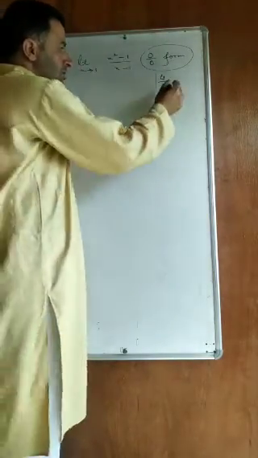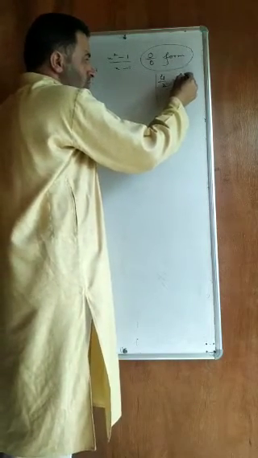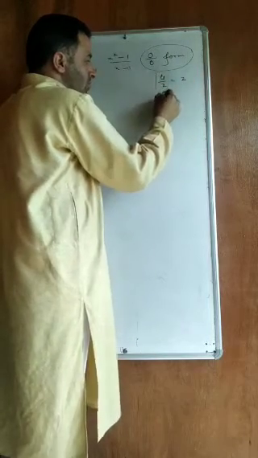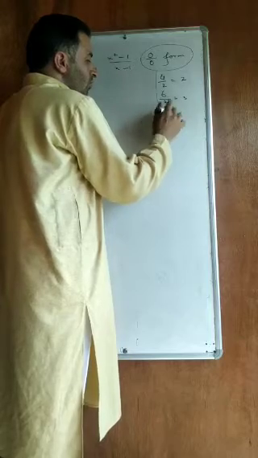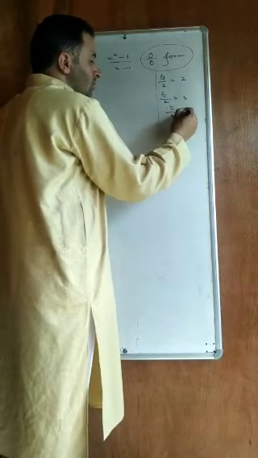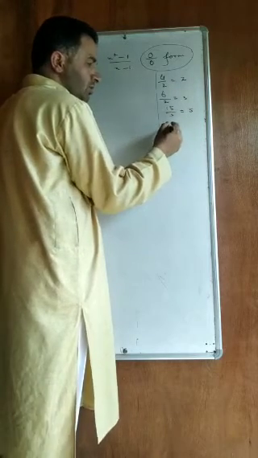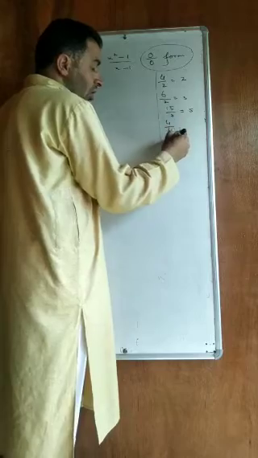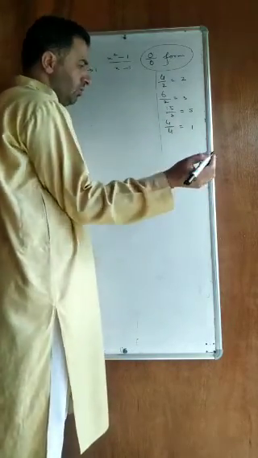4 by 2 means how many 2s are required to make 4? So we need 2 twos, meaning 2 plus 2, that is 4. 6 divided by 2, that is 3. 15 divided by 3, that is 5. How many 3s are required to make 15? 5 threes. Suppose I write 4 by 4. How many 4s are required to make 4? We need 1 four.